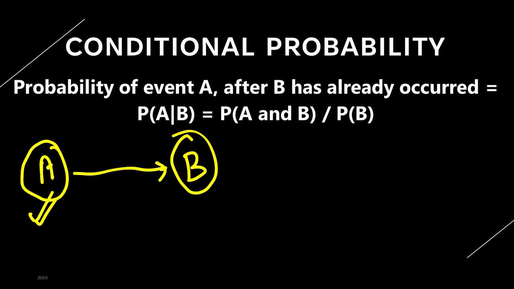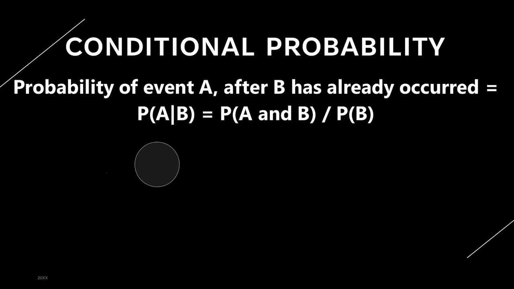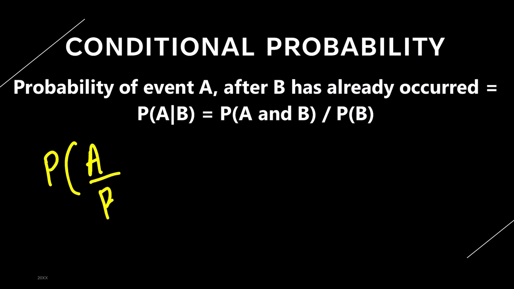Suppose it has rained today, and B: what are the chances of getting a rainbow in the sky? So the first event has already happened. What are the chances that B will happen after A has happened? That is conditional probability. So if you see this thing A by B, this means that A, what is the probability of A?